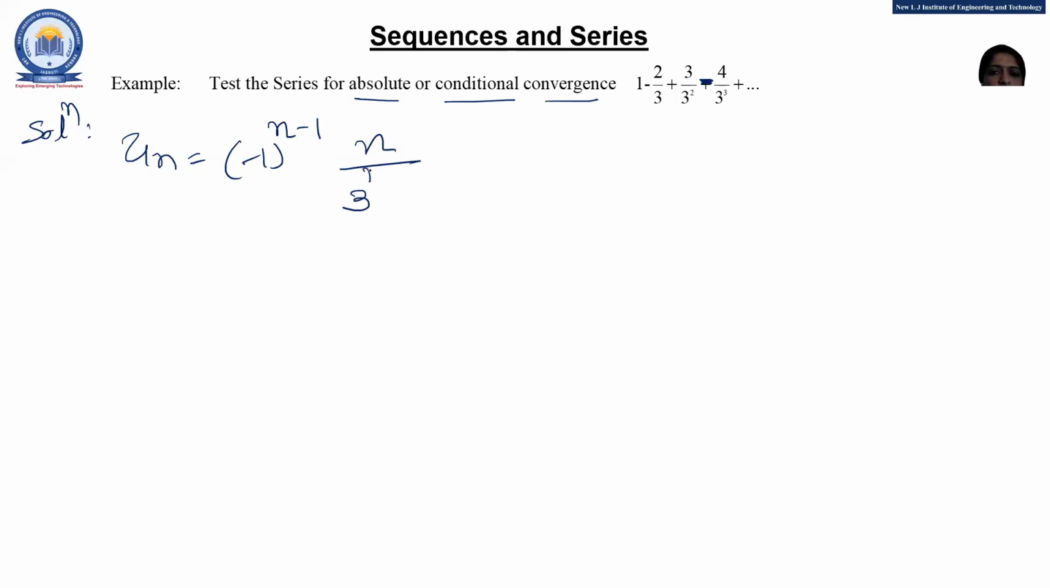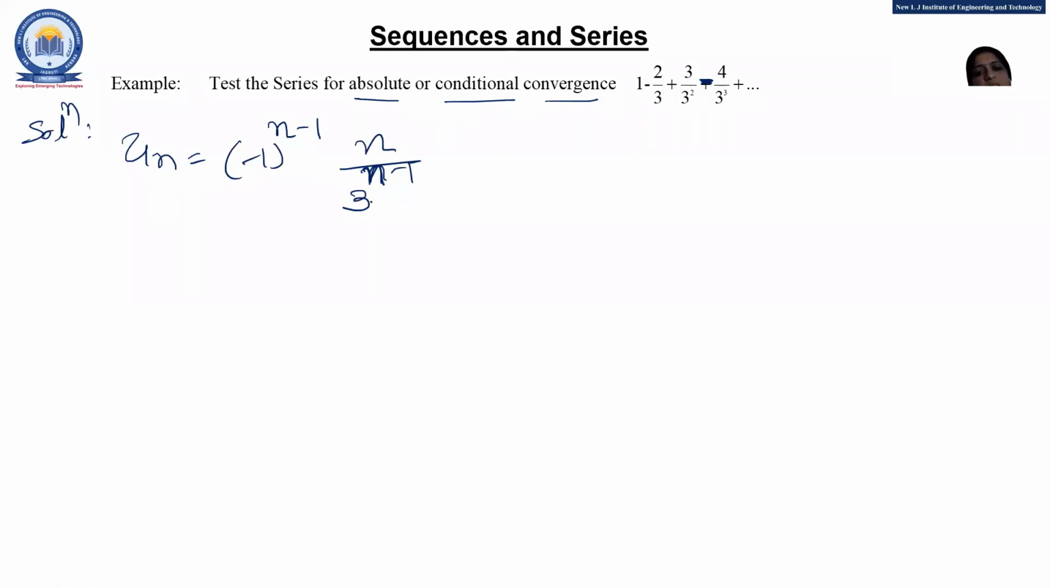See, again, our question is, test the series for absolute or conditional convergence. Okay, so let's start the solution. This is a minus sign, students. So my nth term, this one is my first term, second term, third term. So my nth term is minus 1 raised to n minus 1, n upon 3 raised to n minus 1. So put n equal to 1, 2, 3, you will get your first term, second term, third term like that, right? So this is my nth term.